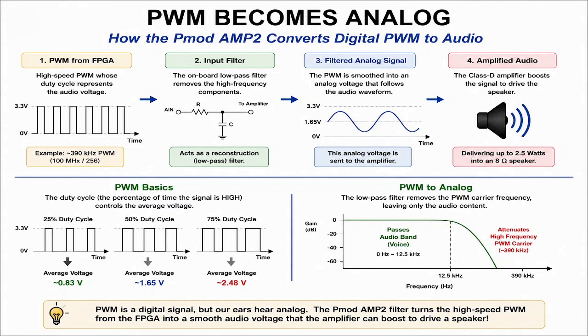Instead of changing voltage levels, we change the duty cycle of a high-frequency pulse train. A narrow pulse represents a small audio value. A wider pulse represents a larger audio value. After amplification and filtering, the speaker responds to the average energy of that waveform, producing the original audio.